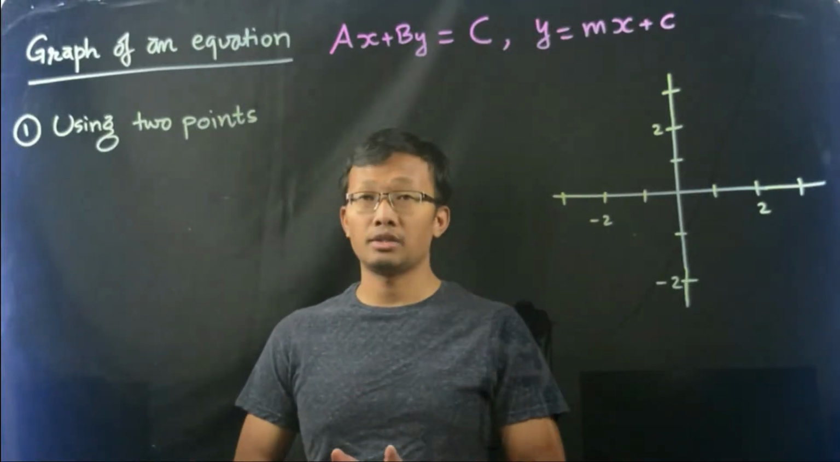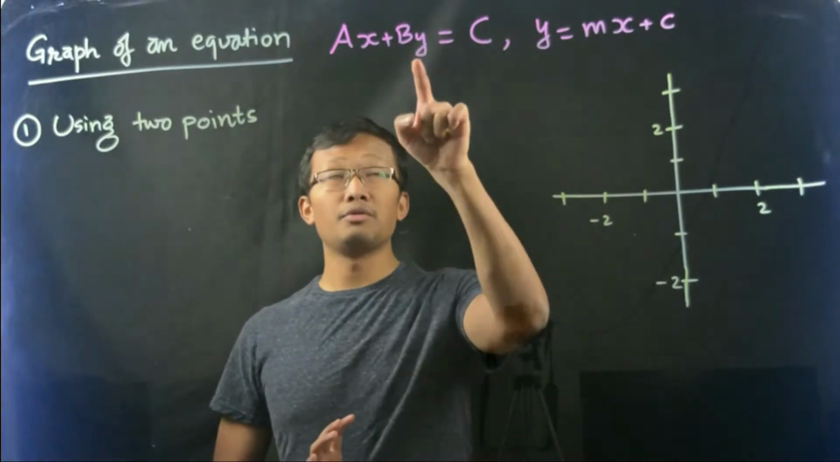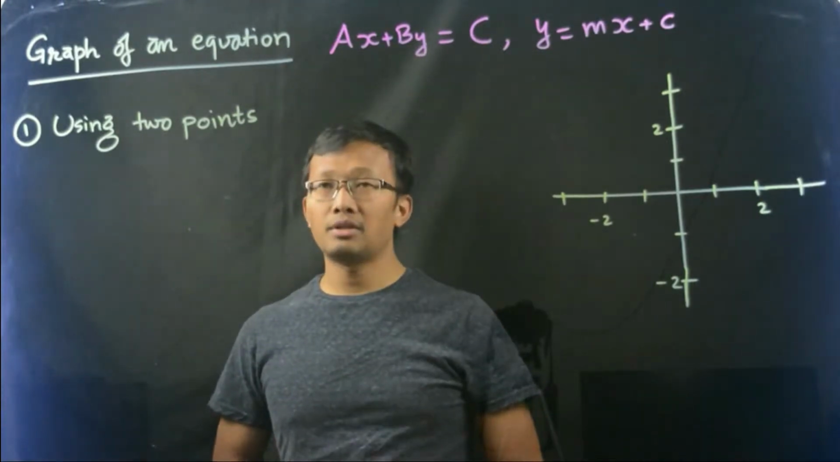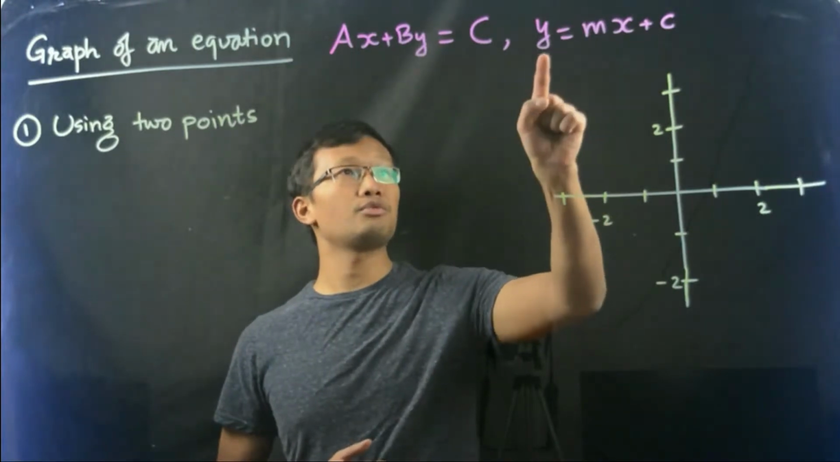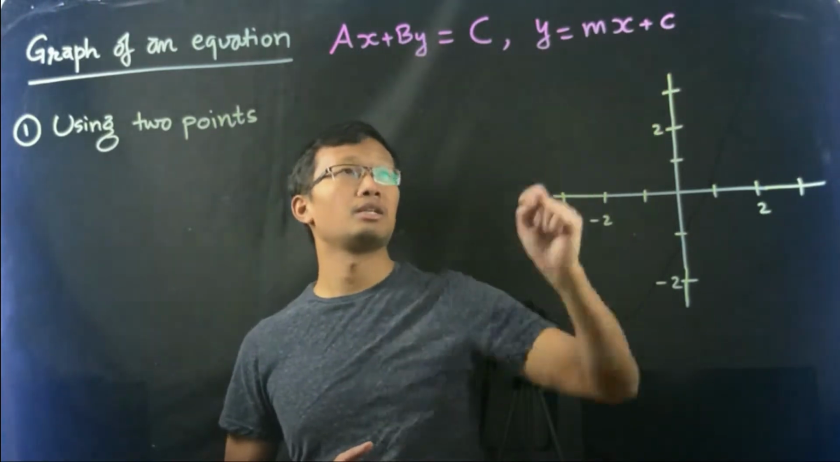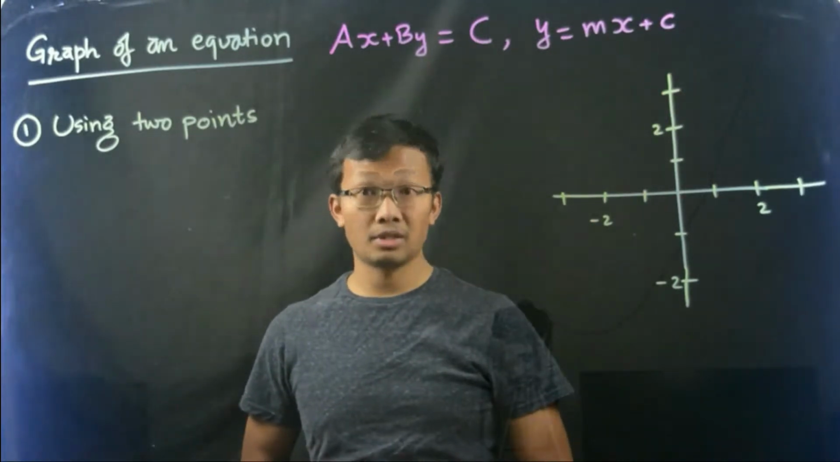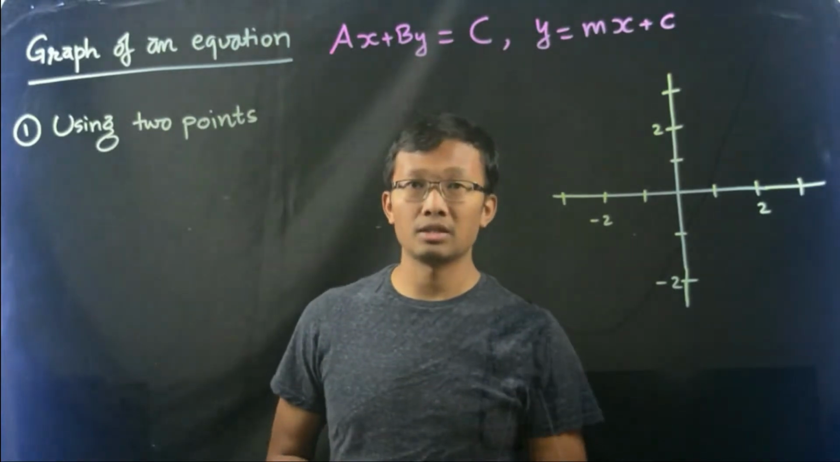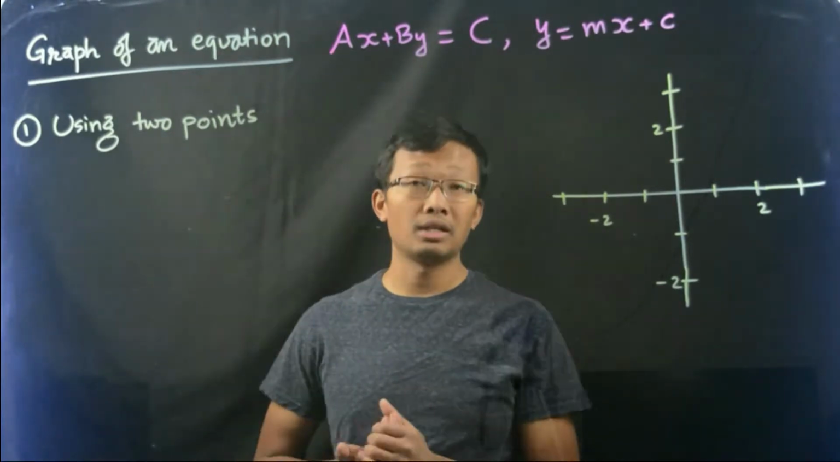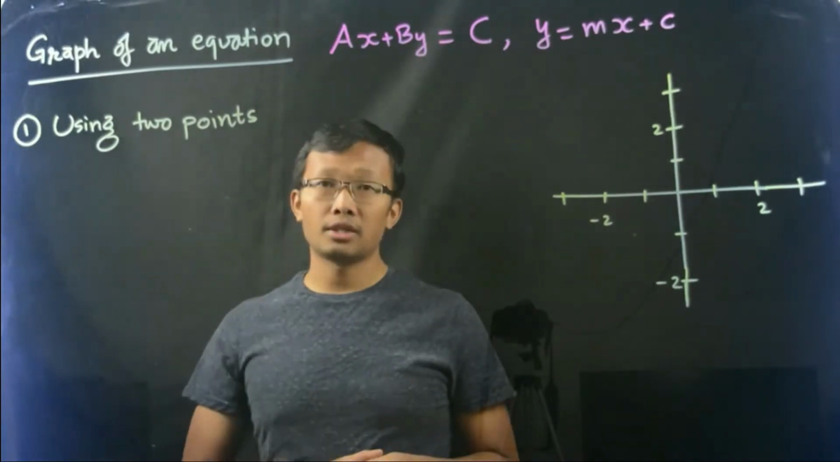Graphing an equation. The standard form of an equation is written as ax plus by equals c. However, we might feel much easier if we use this form of equation, y equals mx plus c, where m is the slope and c is the y-intercept. And I will define what those terms mean. You already know slope, but intercept, we'll discuss it. And graphing an equation using 2 points.